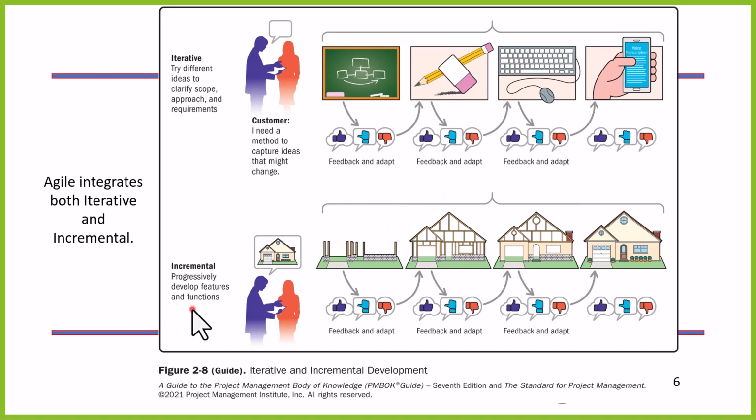Then we have what's called incremental. We progressively develop features and functions and deliver them to the customer. So we have a vision of a house. So first of all, we build the foundation to the house. Then we review that foundation and we feedback and adapt. Then we frame the house in. Again, we walk through the house and perhaps we go in and we move some walls and closets and different things like that. So we feedback and adapt. So that would be when the house is framed in. Then we close the house in, install the windows and doors and things of that nature. Once again, we feedback and adapt. Then we deliver the final product, which is the house that we had envisioned to begin with.